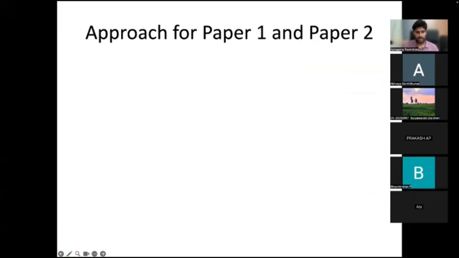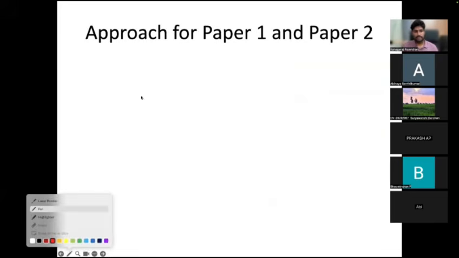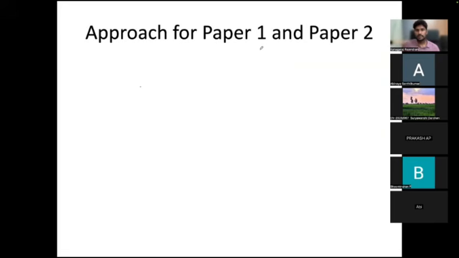So how should you approach paper 1 and paper 2? Because the approach is different for paper 1 and paper 2. In our syllabus, paper 1 has 10 subjects and paper 2 has nearly 10 subjects. In our test series, it goes alternately. If you see the test schedule, you can see that the tests are from paper 1 and paper 2 alternately.